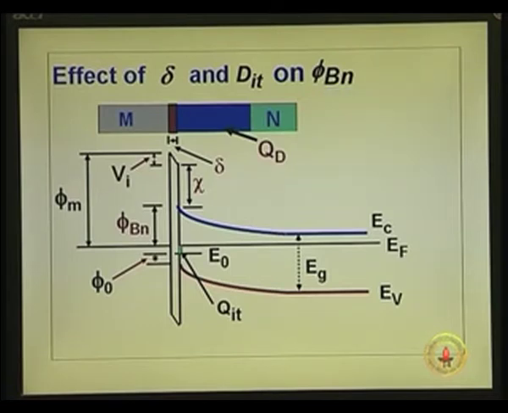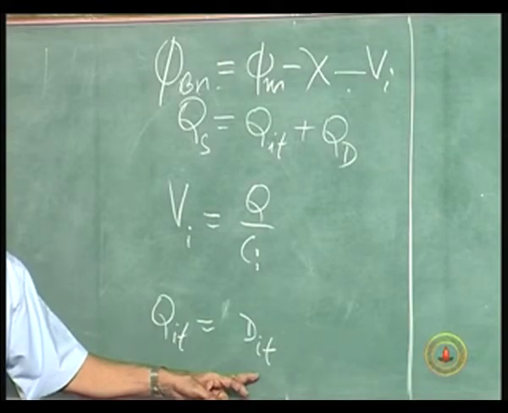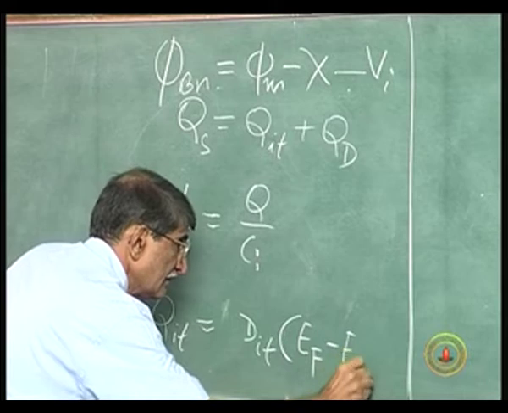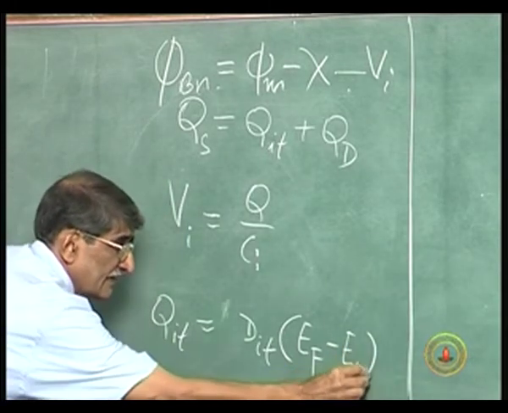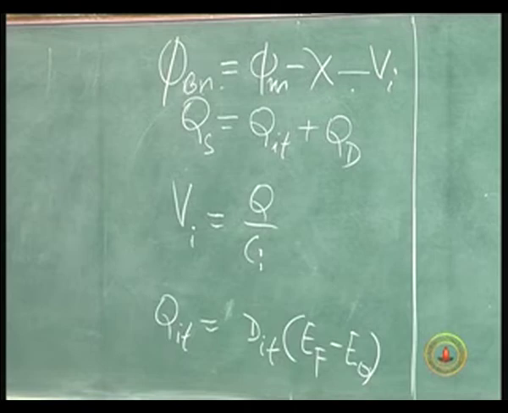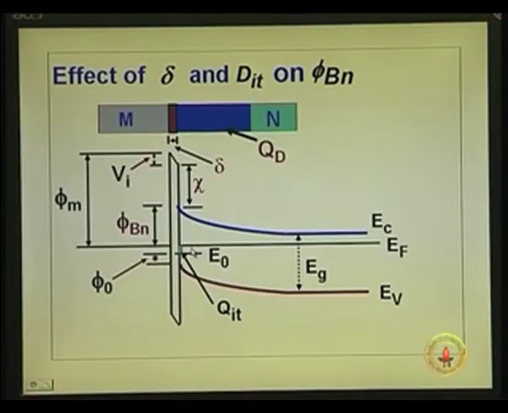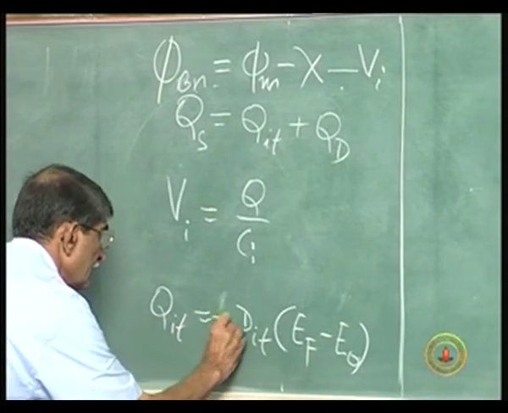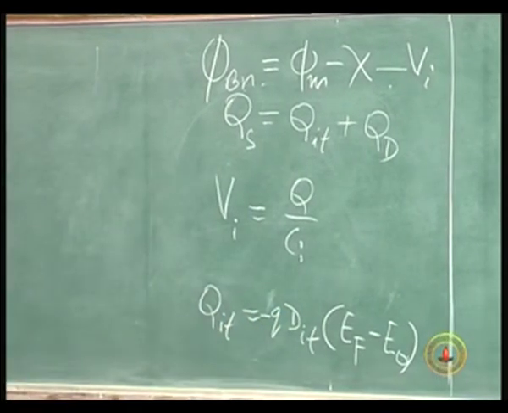So, how much is the charge? D I T is per centimeter square per electron volt. You have to multiply it by the difference between E f and E naught. The difference between these two levels is E f minus E naught. That multiplied by D I T gives me the total number of states, multiplied by Q. Is it plus Q or minus Q? It is minus Q because these are acceptors. So, this is that. That is it. Now, you are in business.